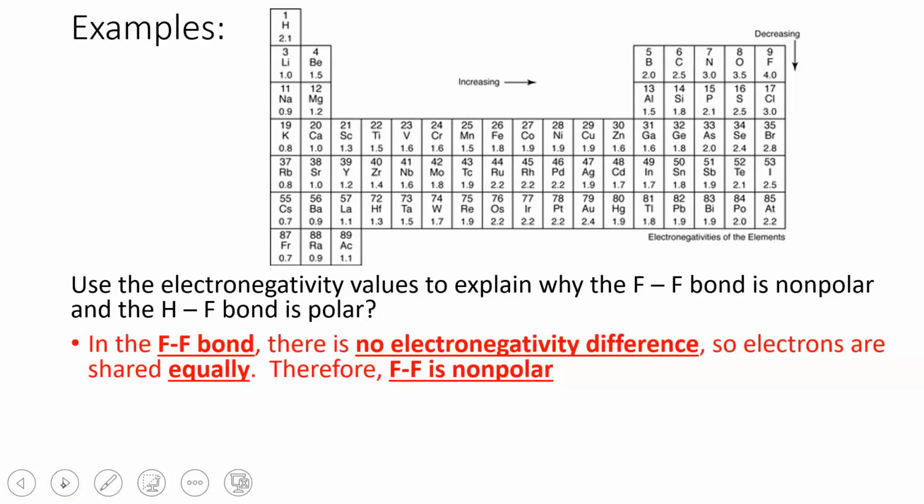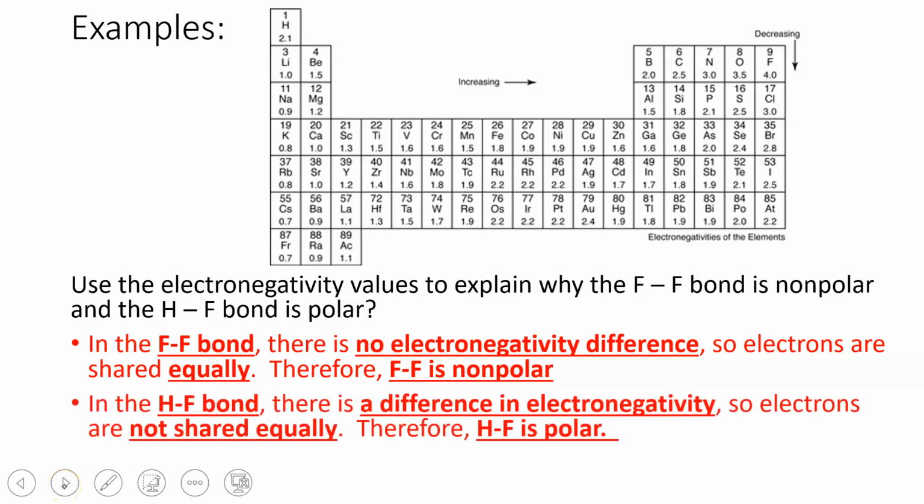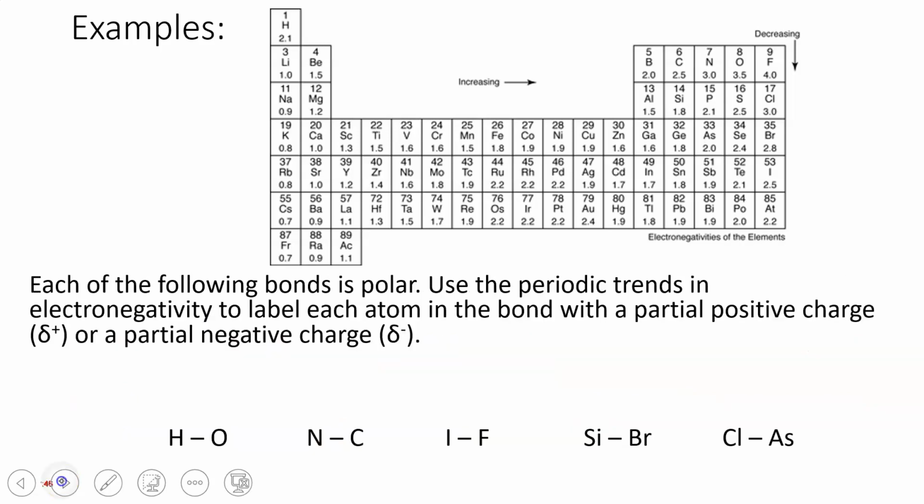In the F-F bond, there is no electronegativity difference. They have the exact same electronegativity, so electrons are shared exactly equally. So F-F is nonpolar in F2. In the H-F bond, there's a difference in electronegativity, so the electrons are not shared equally. Therefore, the H-F bond is a polar bond.